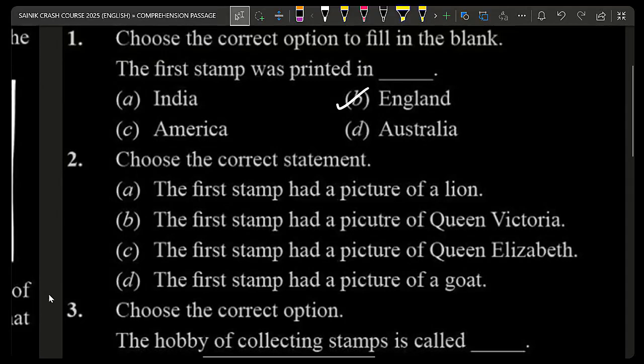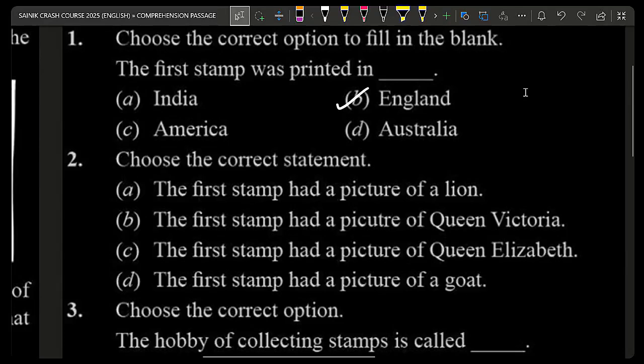All of you, the next question is, choose the correct statement. The first stamp had a picture of a lion. The first stamp had a picture of Queen Victoria. The first stamp had a picture of Queen Elizabeth. The first stamp had a picture of a goat. Whoever is trying to give the answer can raise a hand. I'll select one student. Daksh, can you give the answer?